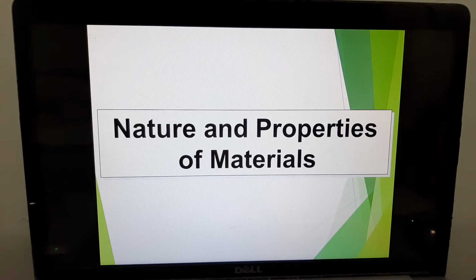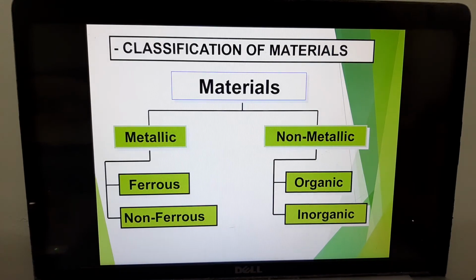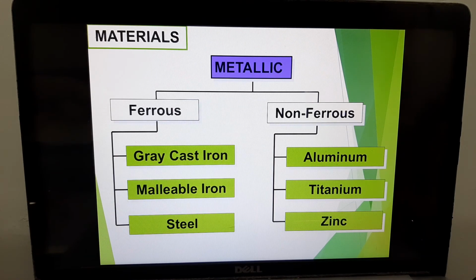Let's look at this chapter, Nature and Properties of Material. Now we talk about the material. A very important factor in manufacturing is materials. You need to select the right materials for the right process. There are several classifications of materials. You have metallic and non-metallic.